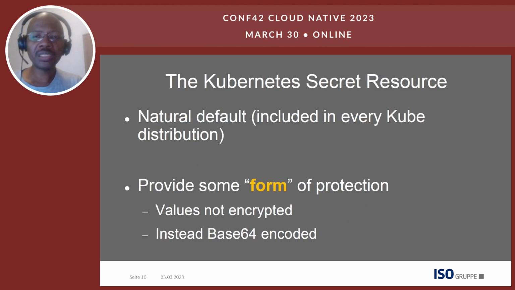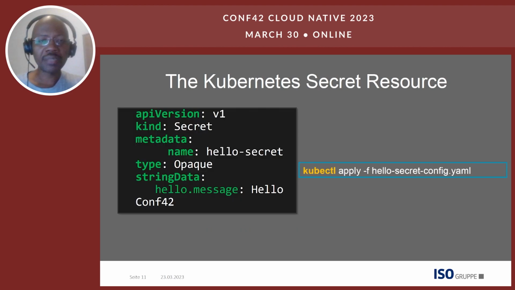When it comes to Kubernetes, the natural default is to think of using the Kubernetes secret resource since it's included in every Kubernetes distribution. It provides only some form of protection since the values are not encrypted, but instead they are simply base64 encoded, which means that anybody that can access them can also decode them. To create a Kubernetes secret resource in a Kubernetes cluster, I can use a manifest like the following and use a tool like kubectl to create it in my cluster.